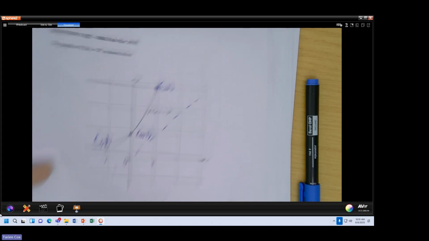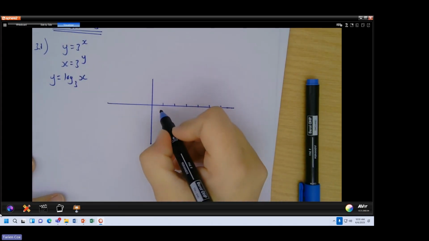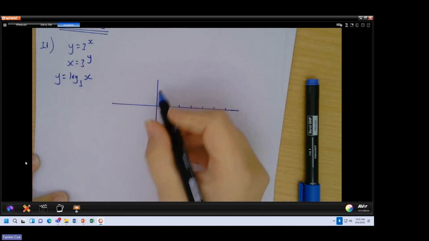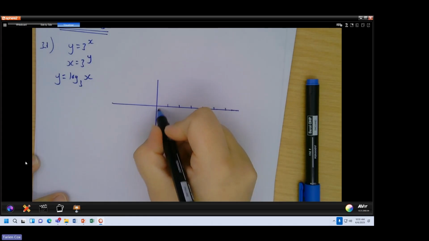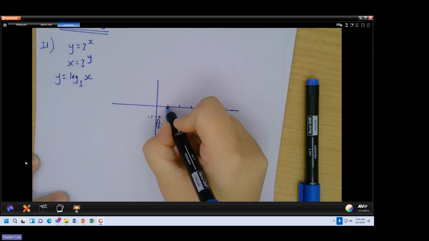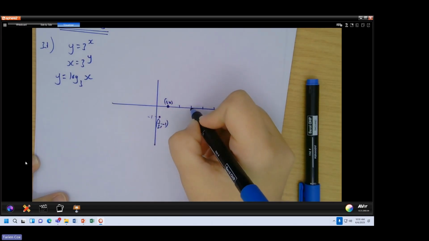So then I can easily draw those three coordinates to help guide me. If we had -1 and a third, it will now be x is a third and y is -1. So x is a third and -1. And then 1 and 0, as well as 3 and 1.